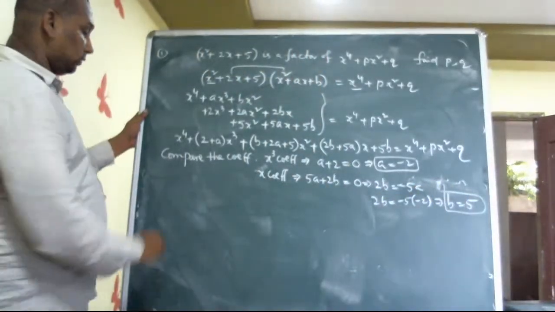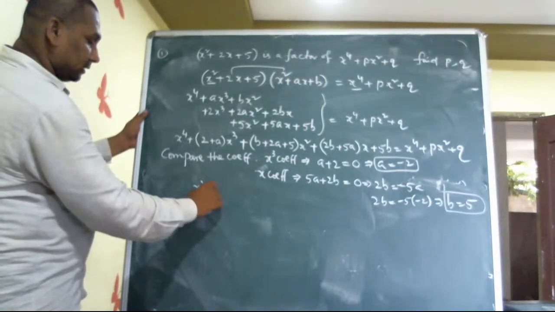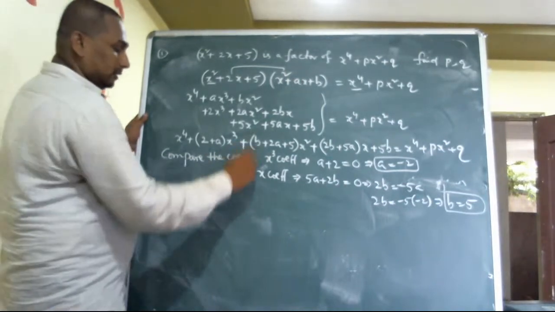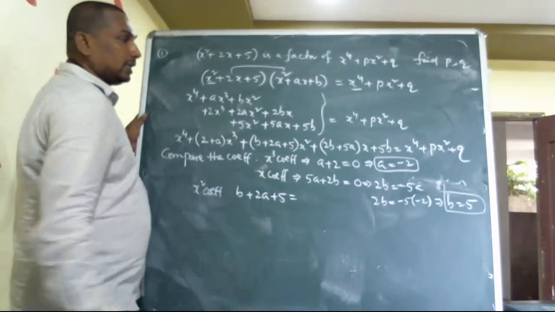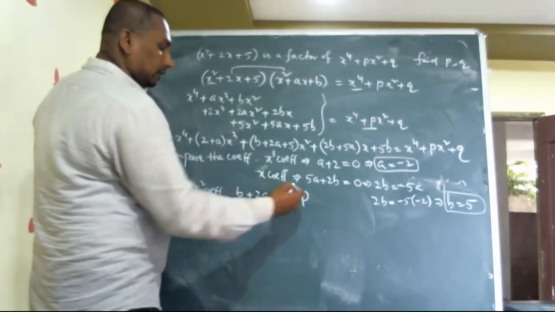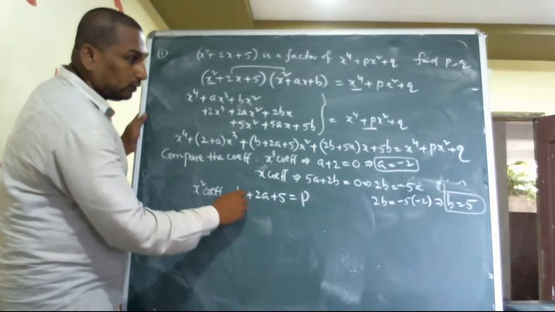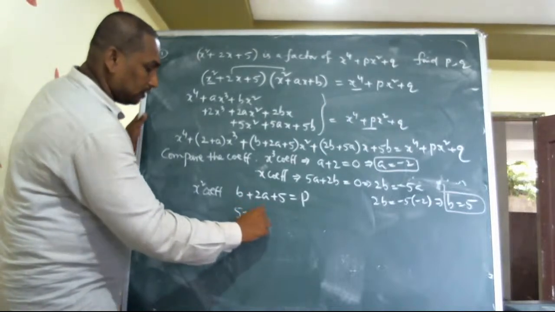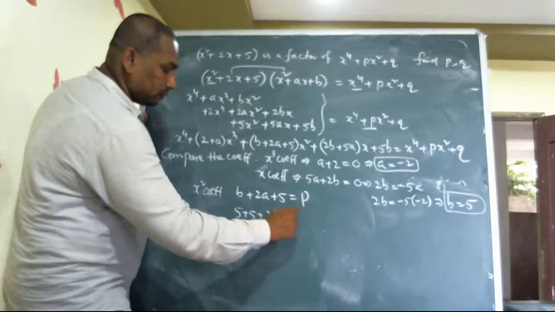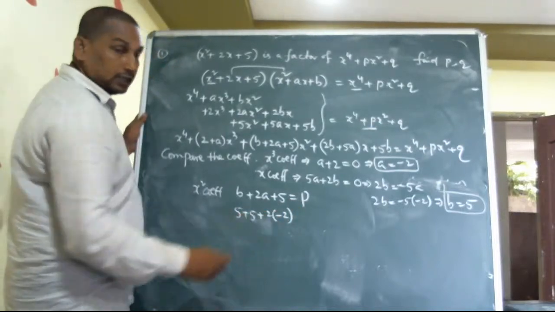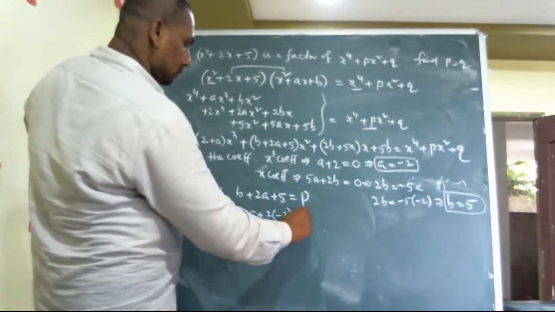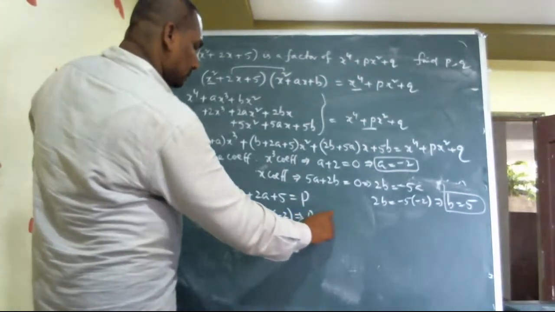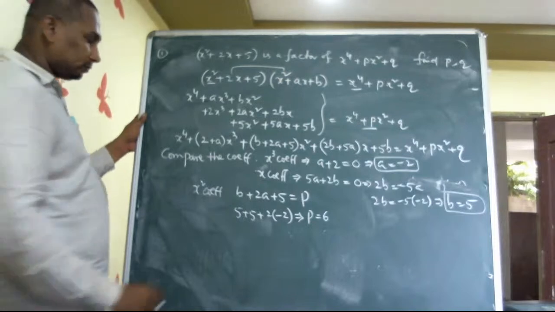a value, b value. Now compare the x square coefficient. What is the x square coefficient? b plus 2a plus 5 is equal to, on that side the x square coefficient is p. What do we have to find? p. The a value: 5 plus 5 plus 2 into minus 2. 10 minus 4. p is equal to 6.